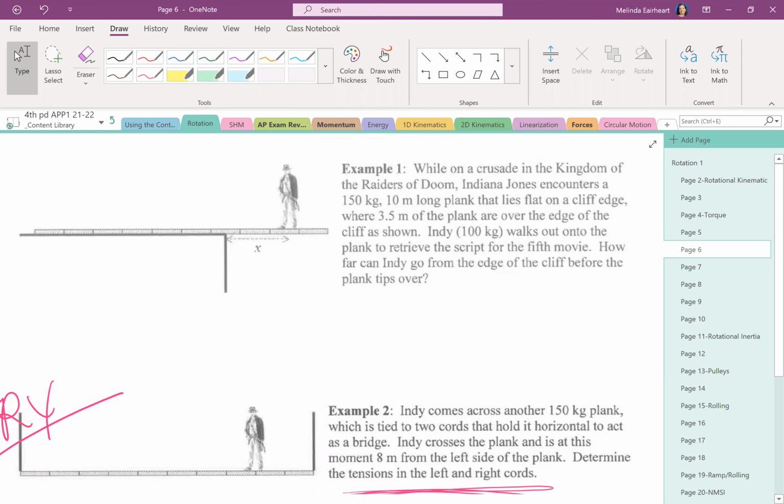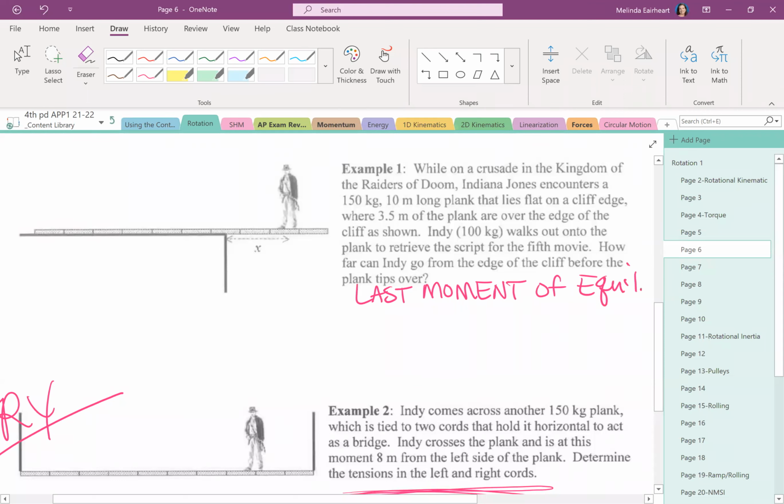No, but as they get further and further and further, they're going to reach a last moment of equilibrium. That's really what this is. It's the last moment of equilibrium, because one more tiptoe and it all tips over and you have rotation. And so this is the last moment of equilibrium. How far out can he walk and still be safe and get the treasure or whatever? Good deal?